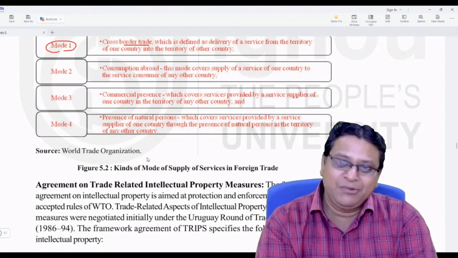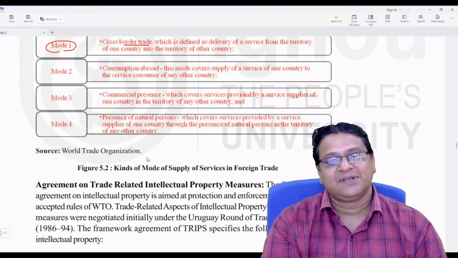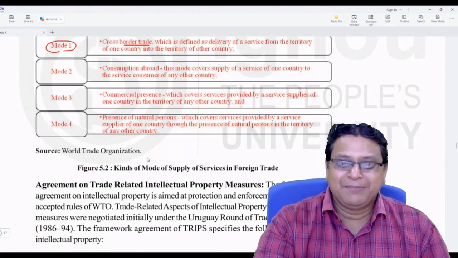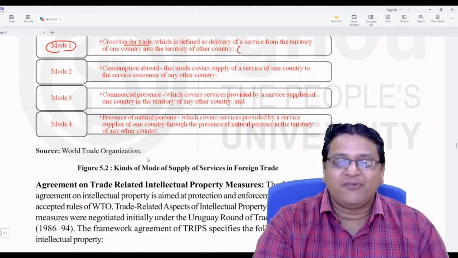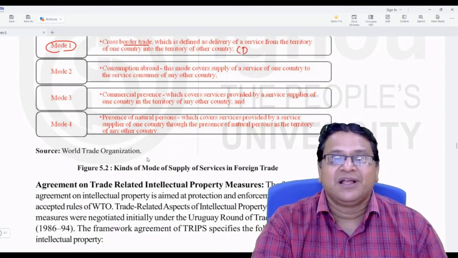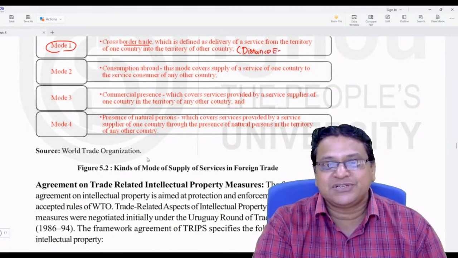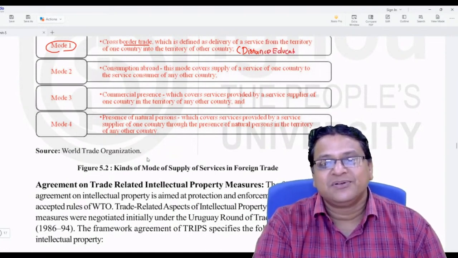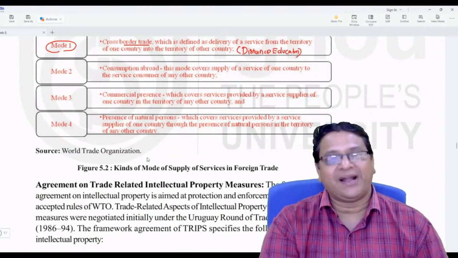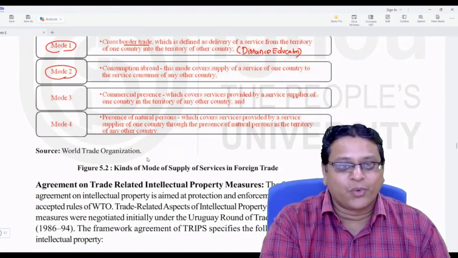You remain in your country but provide service in another country. For example, suppose Harvard Business School has started distance education, and by sitting in India I can get the education of Harvard Business School. It is mode one. Second one, consumption abroad.